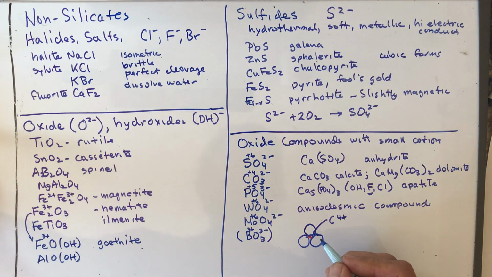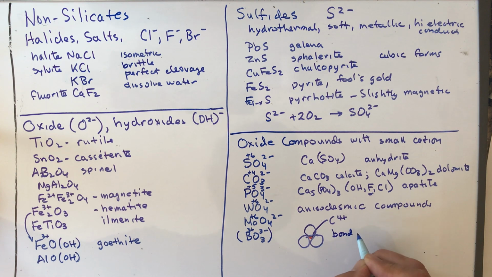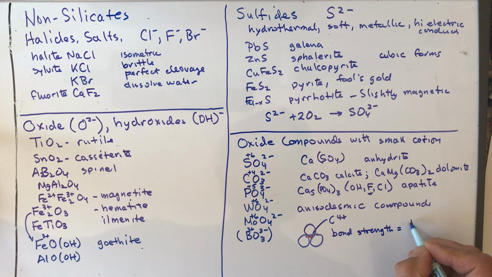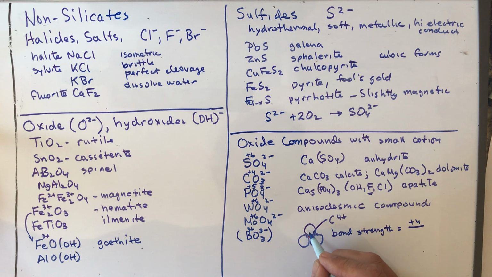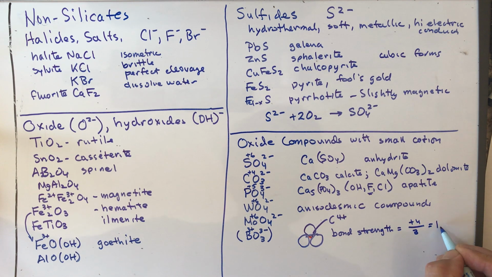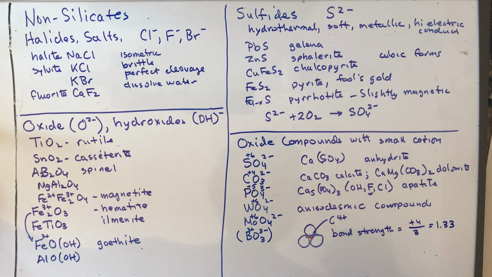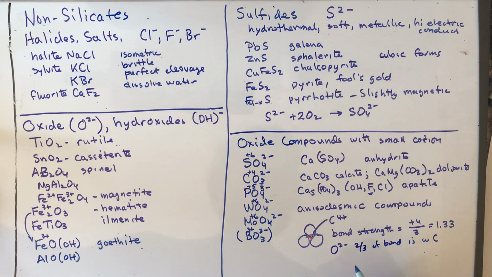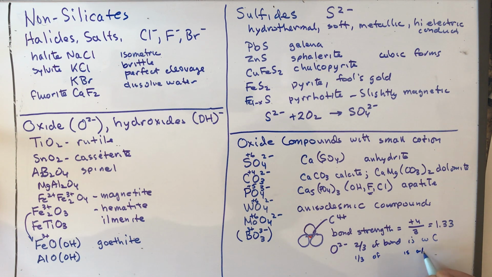So that means we can calculate the bond strength by Pauling's rules. The bond strength is equal to the charge of the cation, +4, divided by its coordination number. 1, 2, 3 is the coordination. It's equal to 1.33. That means that 2/3 of the strength of the oxygen 2- bond is with carbon. And the other 1/3 is with, for example, calcium. So this is a weak bond, and that's a strong one.